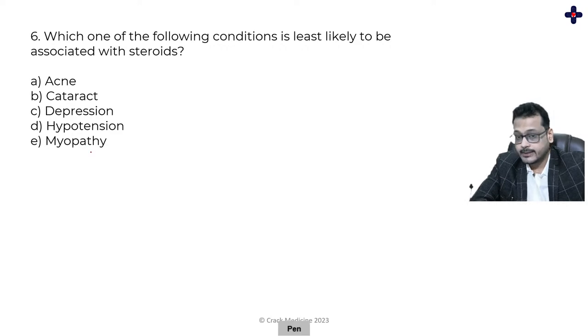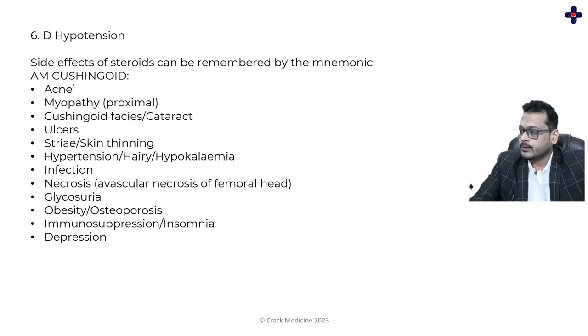So what's the right answer, guys? So basically, all of these are side effects, but hypertension is not usually caused in the majority of the patients, right? In fact, steroids are one of the drugs that are used in hypertension. Like the patients who present to us with hypertension, severe shock, once you have ruled out the other things, you can administer steroids. So the other side effects can be remembered using this mnemonic.